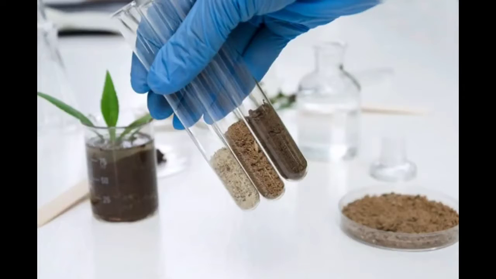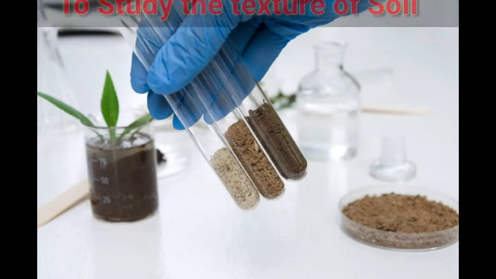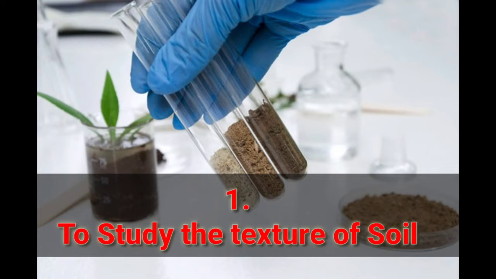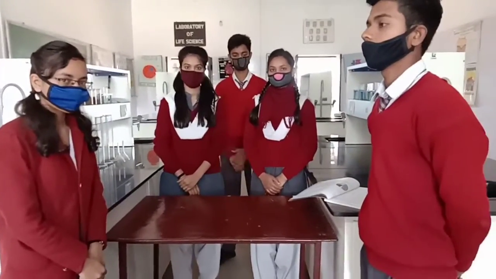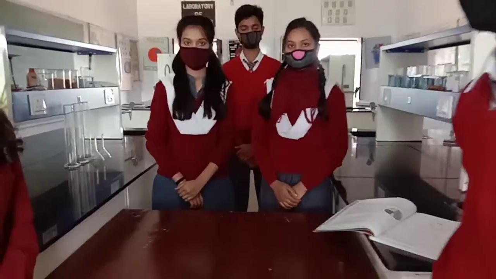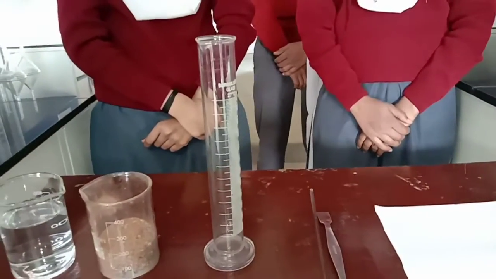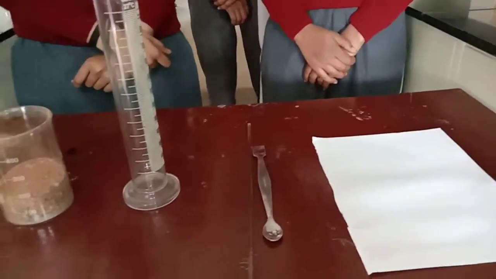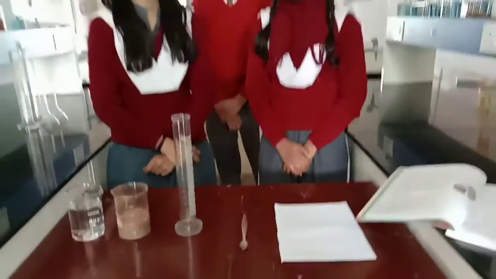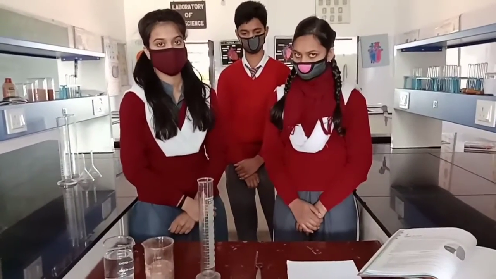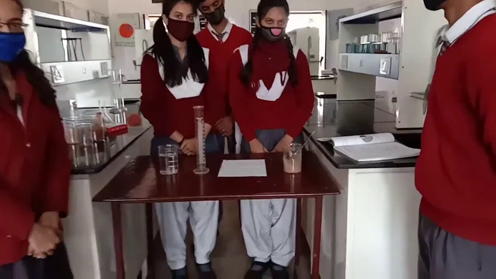Okay dear students, let's start our experiments one by one. First of all, the first experiment. Aim: to study the texture of soil sample. Now the requirements. Let's see what materials are required for this experiment. We will need a soil sample, a beaker, measuring cylinder, glass rod, spatula and a sheet of paper, that is optional here.